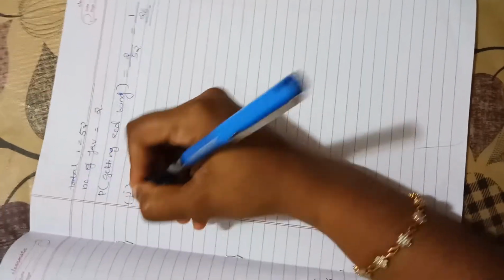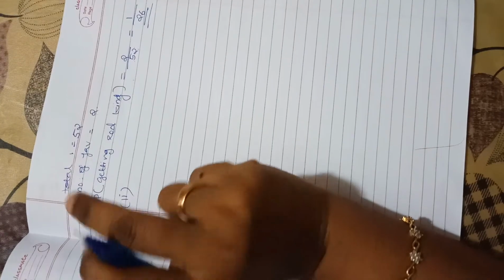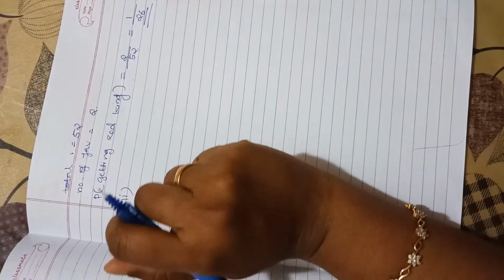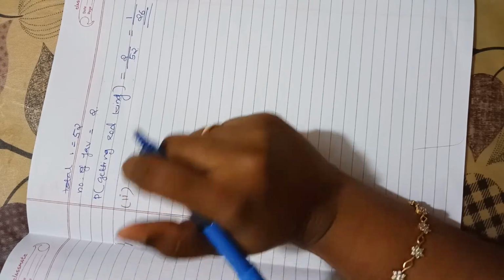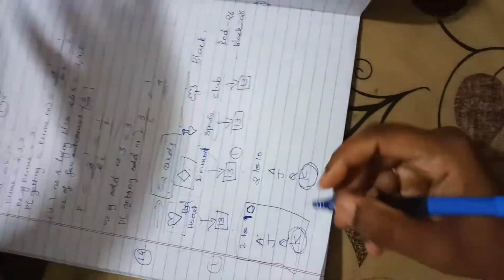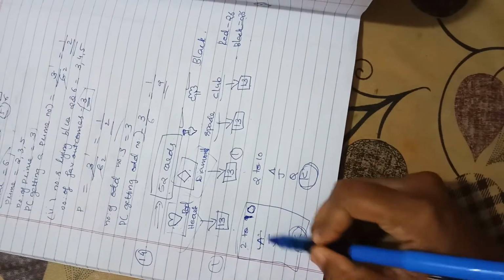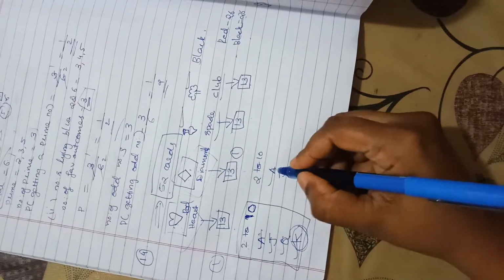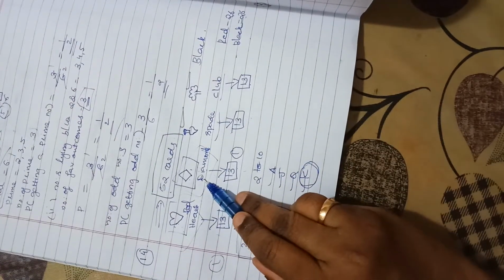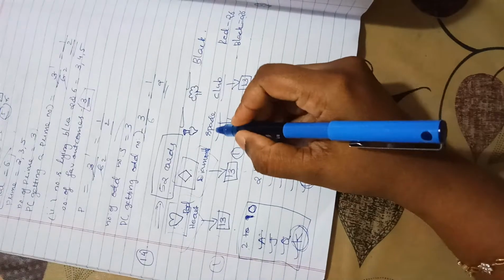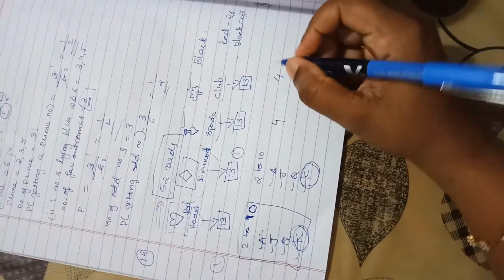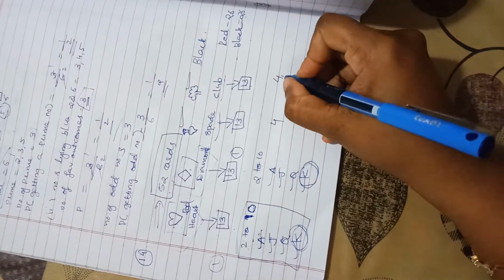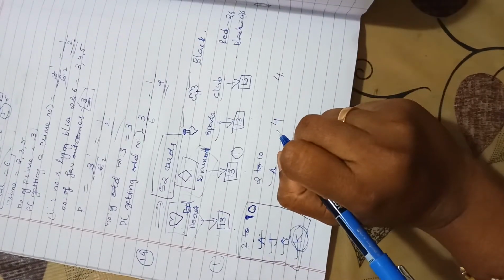Next, find the probability of getting a face card. So total number of face cards. How many face cards are there? Face card means not numbers. 2 to 10 are numbers; again 1, 2, 3, 4. 4 face cards are there in heart, 4 face cards in diamond, again 4 face cards in spade, again 4 face cards in club. 4 plus 4 plus 4 plus 4. How many face cards are there?